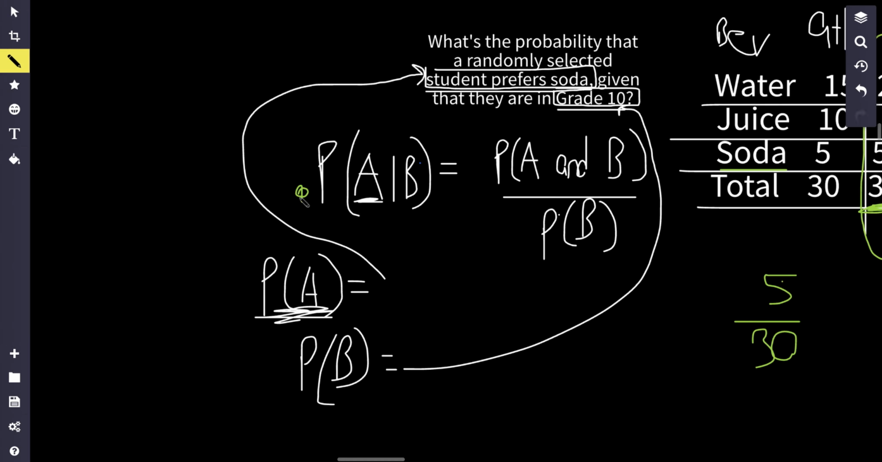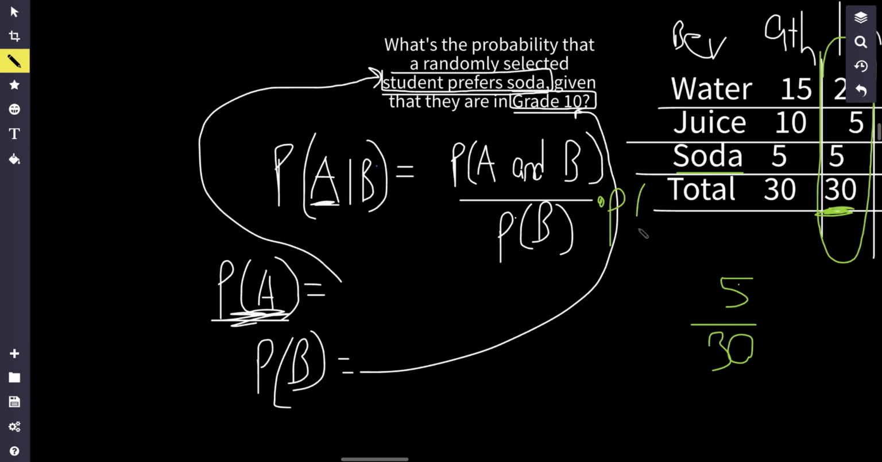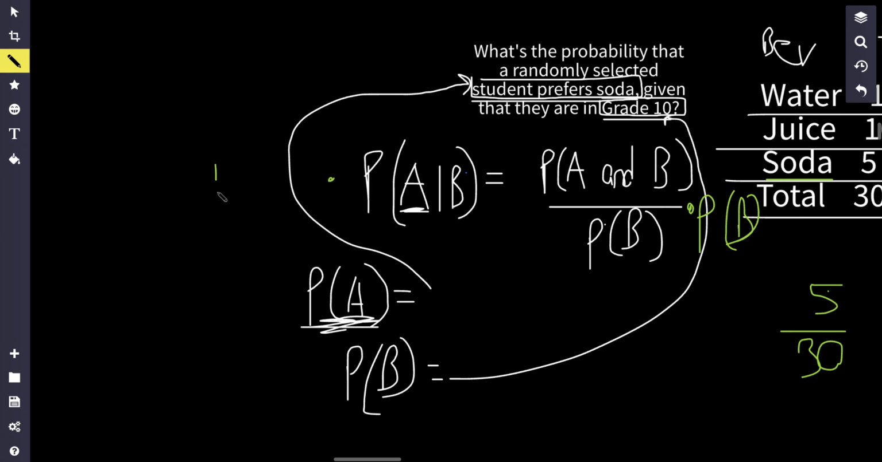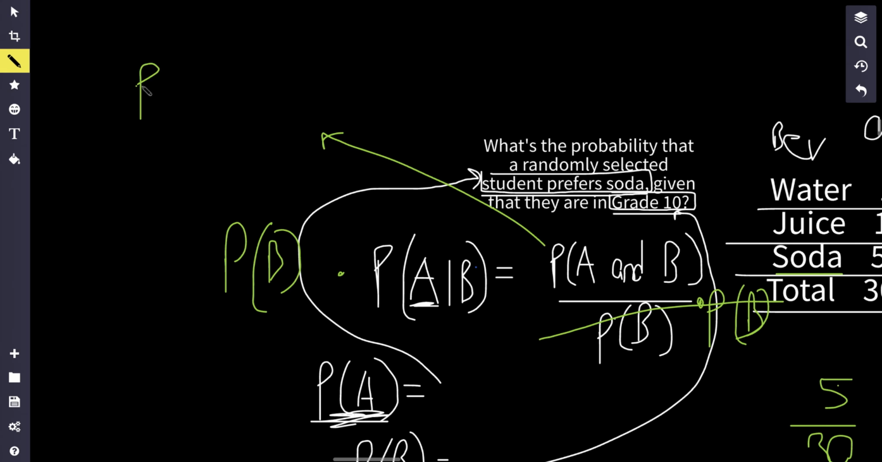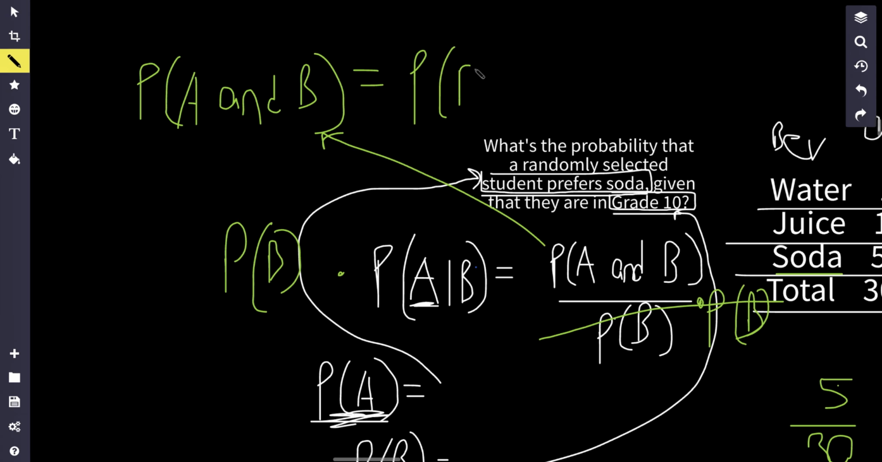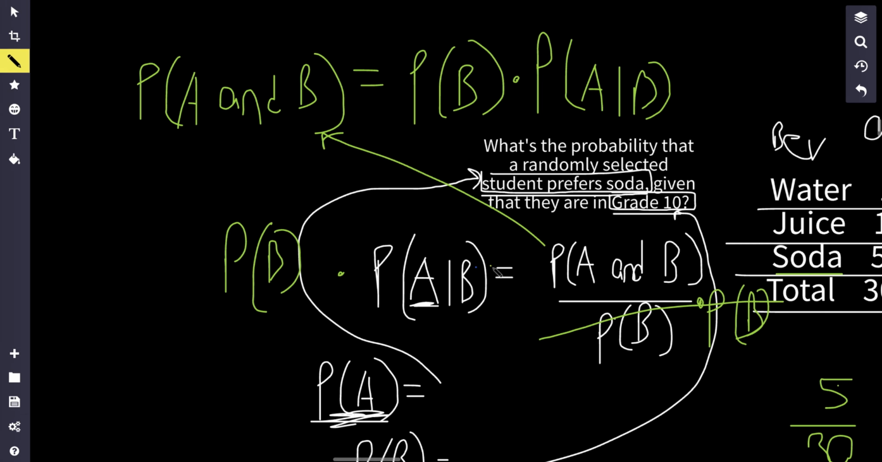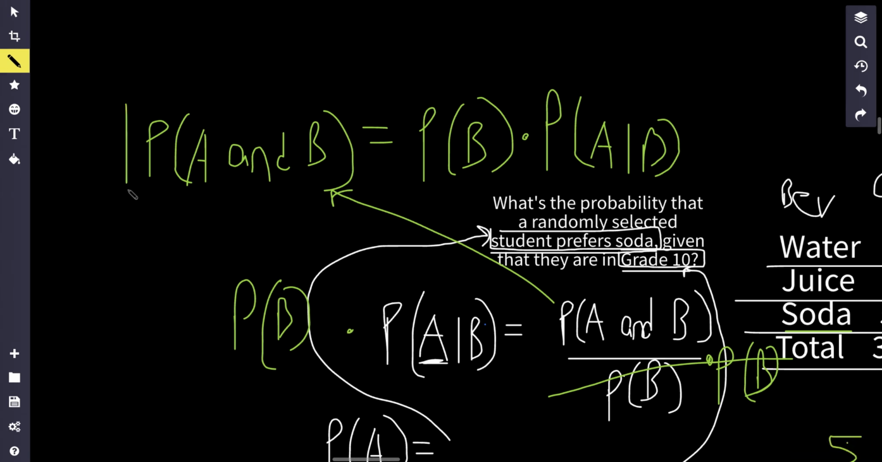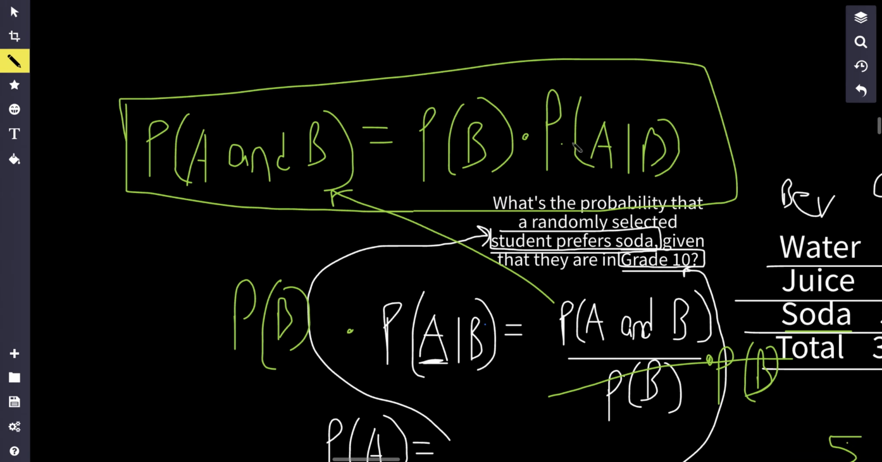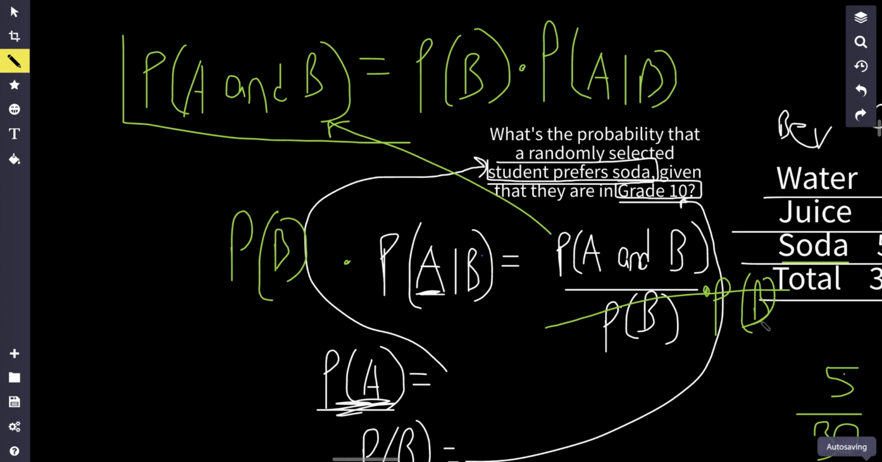Now, if I multiply both sides by the probability of B, notice how the probability of B's here cancel out. So I get another formula from this. I get that the probability of A and B is going to be equal to the probability of B times the probability of A given B. So notice how this formula is pretty powerful, because just from what we saw here, I proved that the probability of A and B is equal to the probability of B times the probability of A given B, just by simple multiplication.